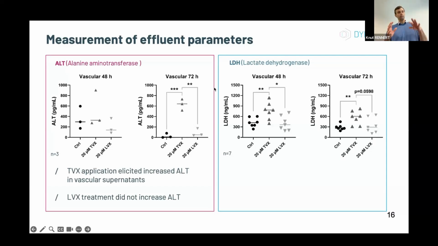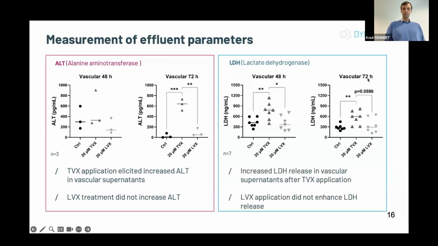And this is more specific for the hepatocytes, and we also checked for the LDH. So this is more a cell damage marker for the whole liver model, let's say. And here you can also see that concentrations of 20 micromolar trovafloxacin significantly increase the release of the LDH already after 48 hours and also after 72 hours. And levofloxacin is still comparable to the control. It did not enhance the LDH release.